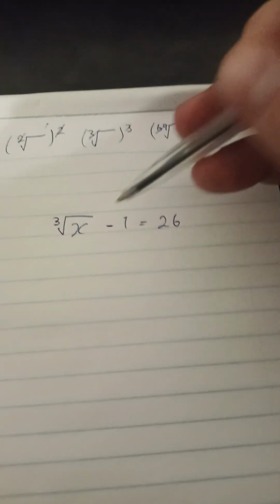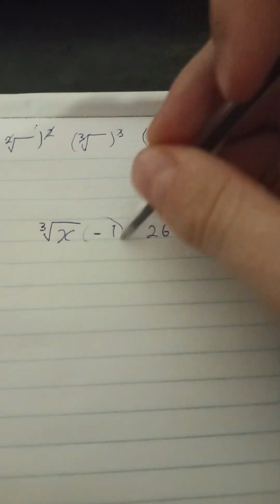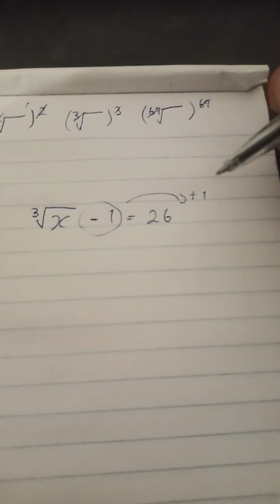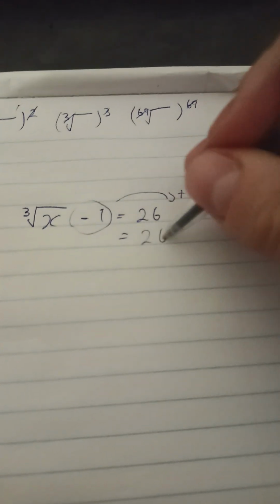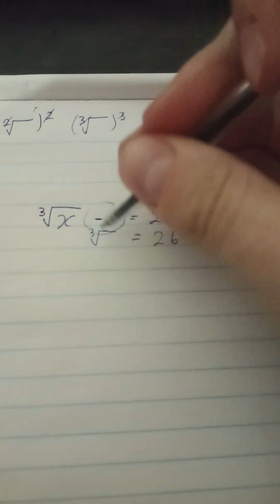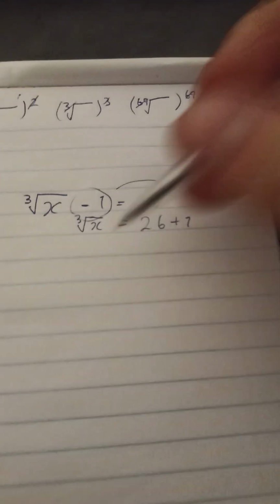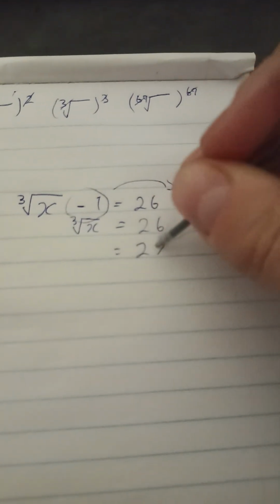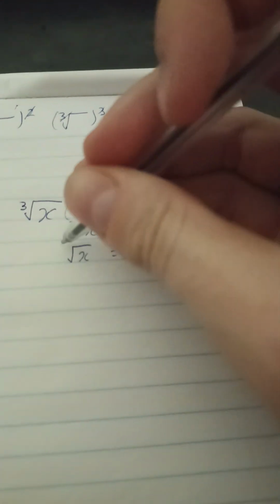We have the cube root of x minus 1 is equal to 26. Now, remember what I said? We want to get x on its own. Let's take the minus 1 over. Minus 1 will then become plus 1. Therefore, this will be written as 26 plus 1 is equal to the cube root of x. 26 plus 1 is just equal to 27. And then we have the cube root of x.